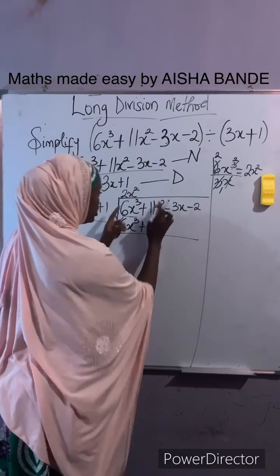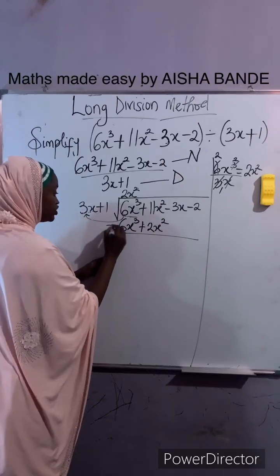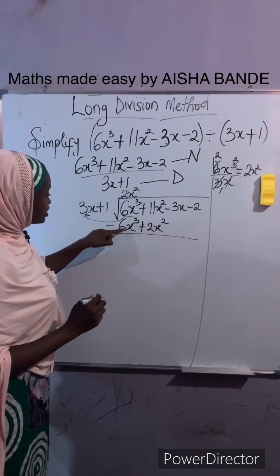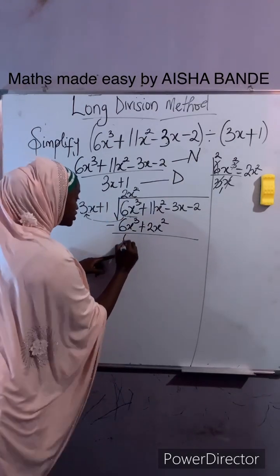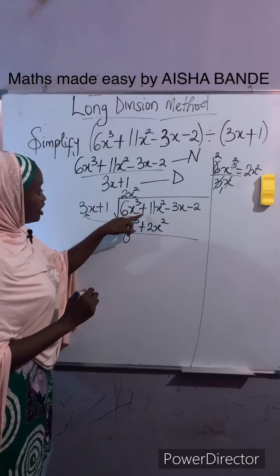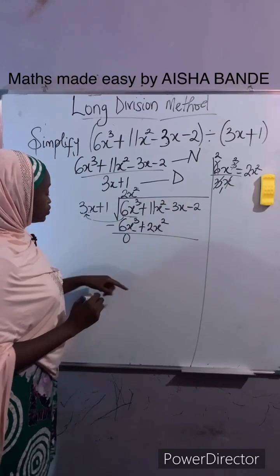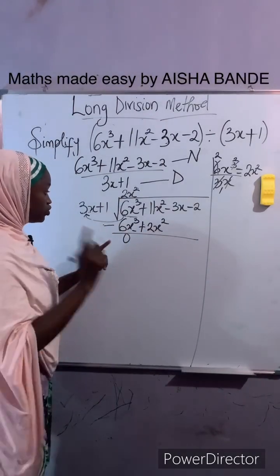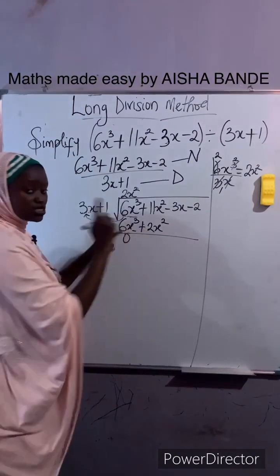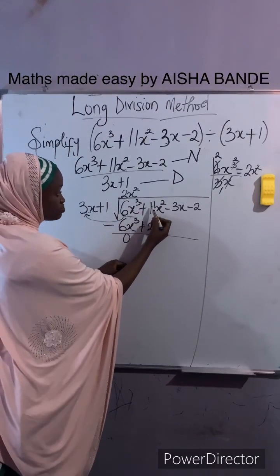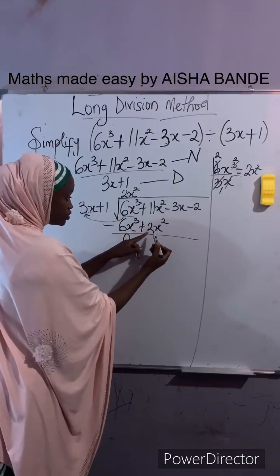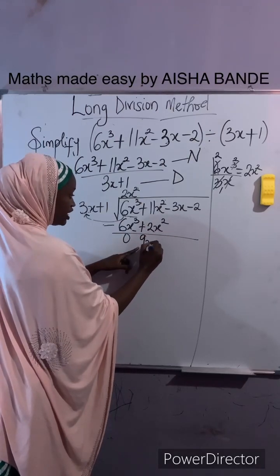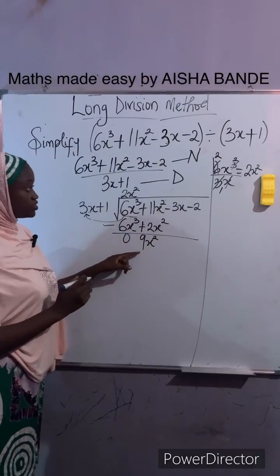So from here we minus the two expressions we have. So it's going to be 6x raised to power 3 minus 6x raised to power 3. This gives us 0. Now plus 11x raised to power 2 minus then plus 2x squared. We know that minus times plus is minus, so we have 11x raised to power 2 minus now 2x squared. So that gives us 9x raised to the power of 2.